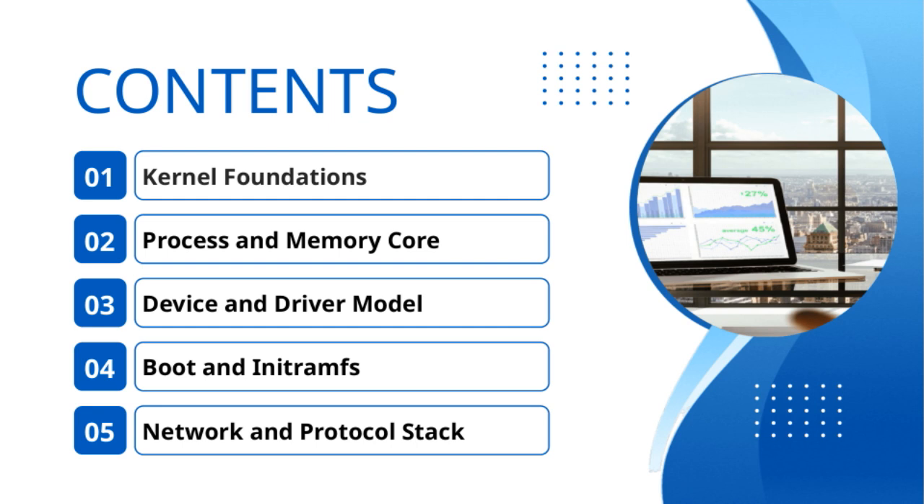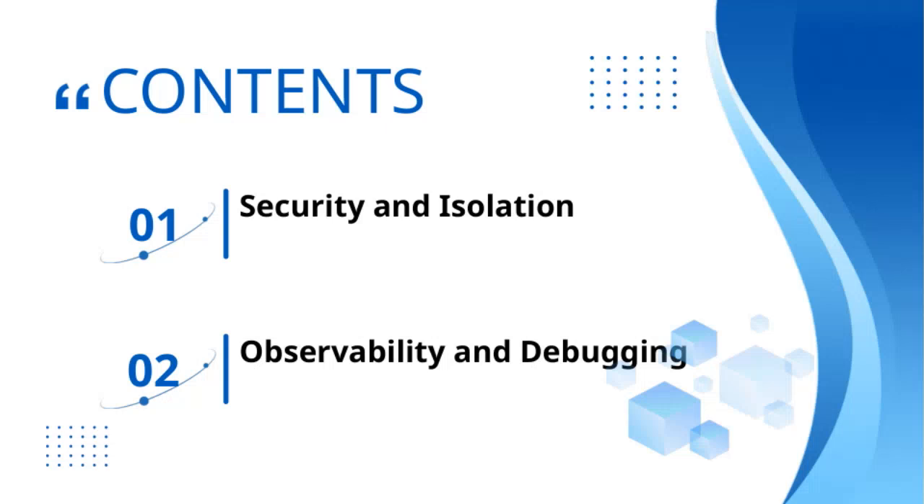The kernel manages hardware resources, enforces security, and coordinates all the components we've discussed. Understanding these layers helps us see how a complex system functions reliably and efficiently from startup to communication. Let's talk about observability and debugging, which are crucial for maintaining reliable and secure systems.